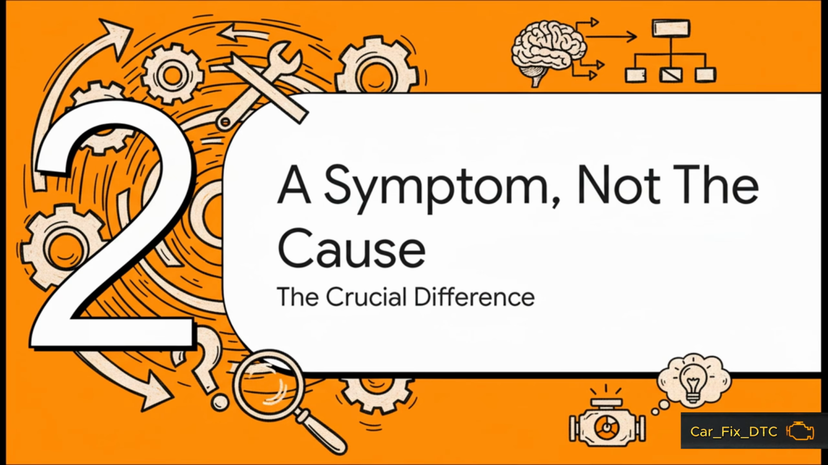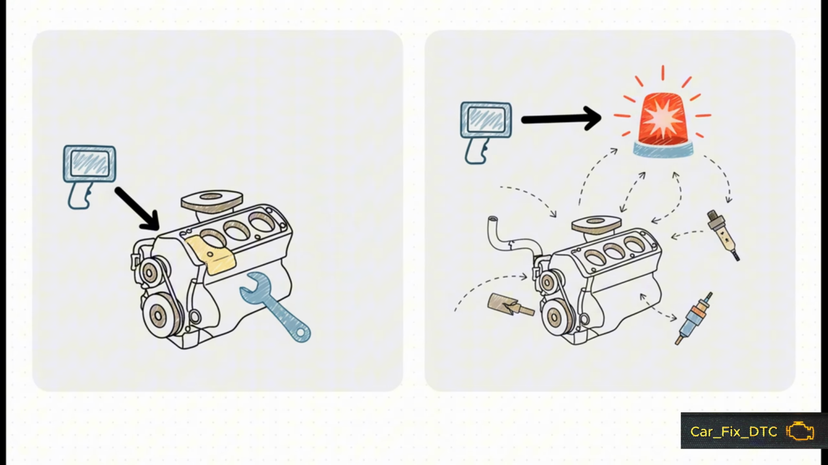And that leads us to probably the single most important idea in this entire explainer, the difference between a symptom and the actual cause. Getting this is the key to not wasting your time and money. Okay, check this out. Most engine codes, say a P0101, point you right to a specific part, in this case, the mass airflow sensor. It's basically saying, hey, this part is broken. But P1605? It's what we call an informational code. It's not telling you what broke. It's just reporting the symptom, the rough idle.